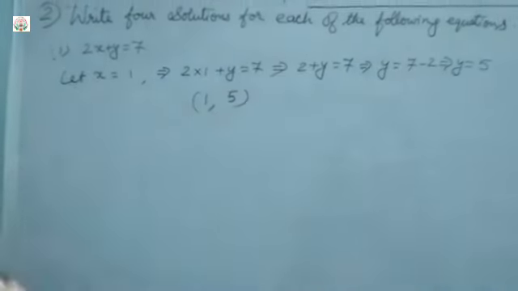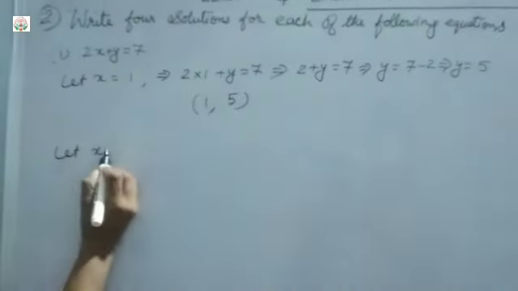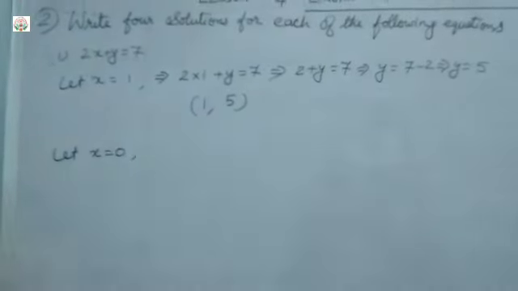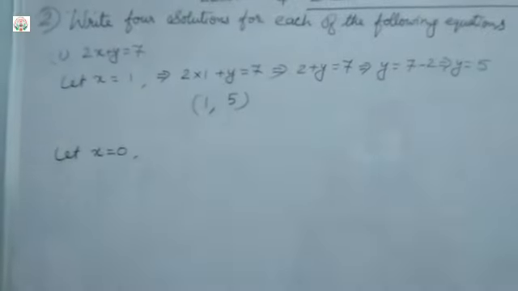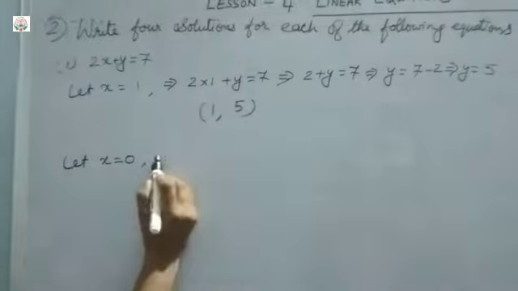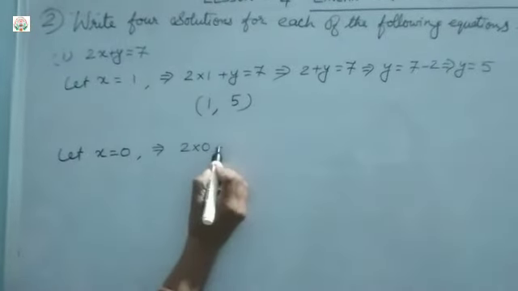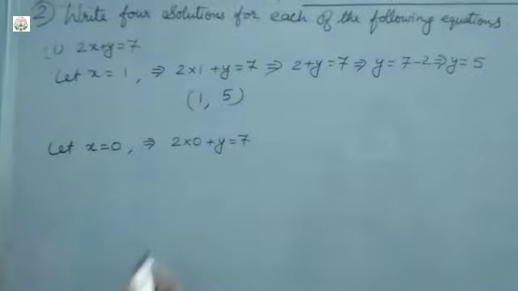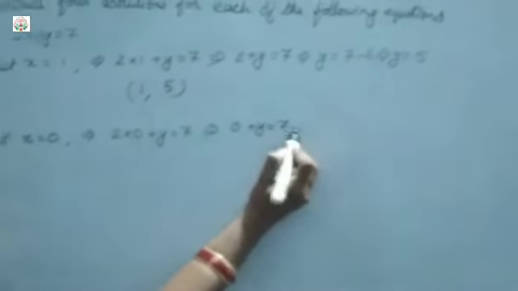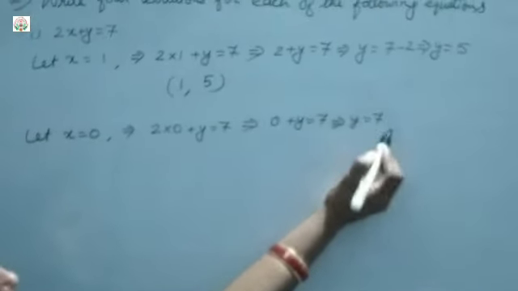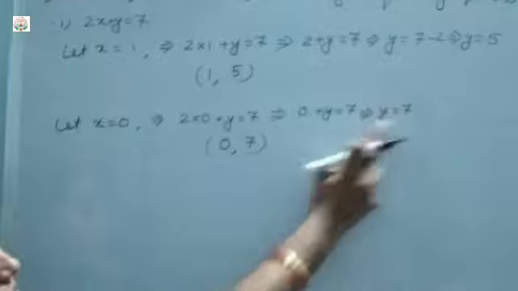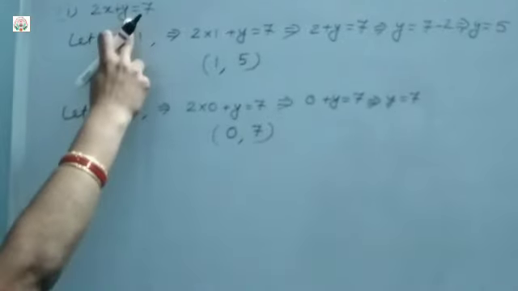Now for the second value we will assume that x equals 0. If x is 0, we will put the value again here to get the value of y. So now see, that is 2 into 0 plus y equals 7. On simplification, 2 into 0 will be 0 only, plus y equals 7. Then y equals 7 only. So the next solution will be: x value is 0, then y value is 7. When x is 0, y we got as 7. So this is one of the solutions for the same linear equation.